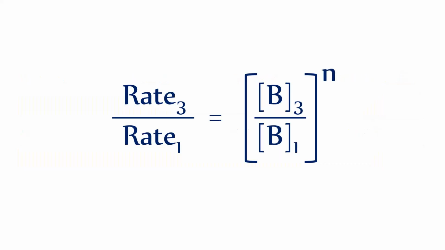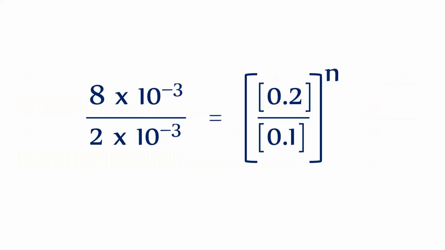Rate 3 over rate 1 we'll put. That is equal to the concentration of B of the third reaction over the concentration of B of the first reaction, and this is all raised to the power of N. Great, now we plug in our numbers. We have 8 by 10 to the minus 3 divided by 2 by 10 to the minus 3 is equal to 0.2 over 0.1. That's all raised to the power of N.